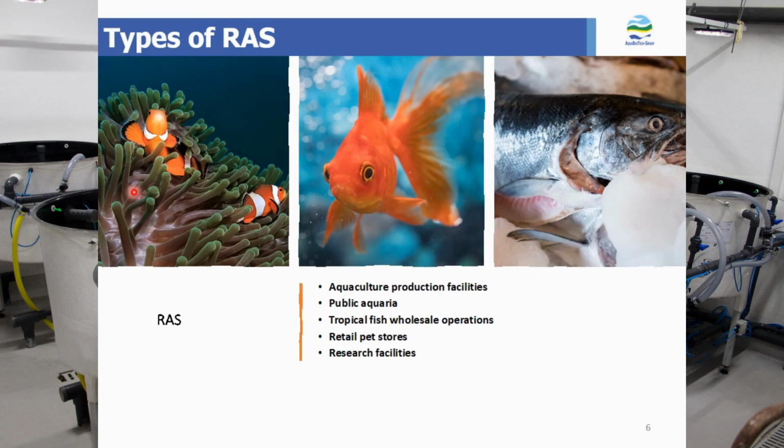Other examples are public and private aquariums. A lot of them are RAS facilities. Tropical or any pet fish wholesale operation: these are holding facilities that import or export many types of aquarium fish. Finally, research facilities. In here, fish are used to test some feed and vaccines for the aquaculture industry. Another example is zebrafish studies as human disease models.